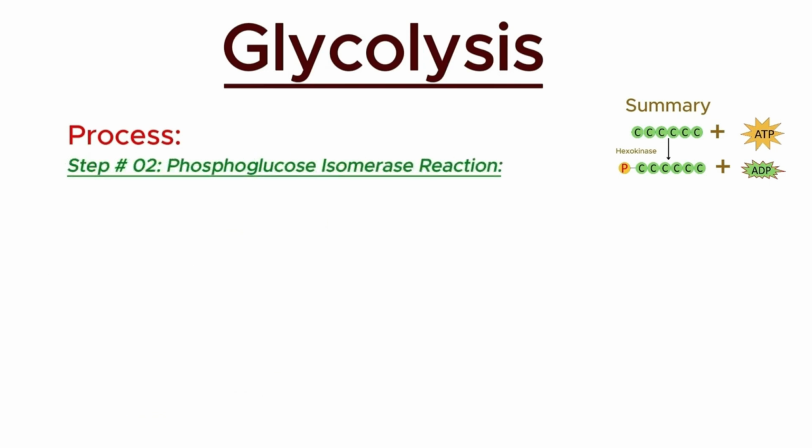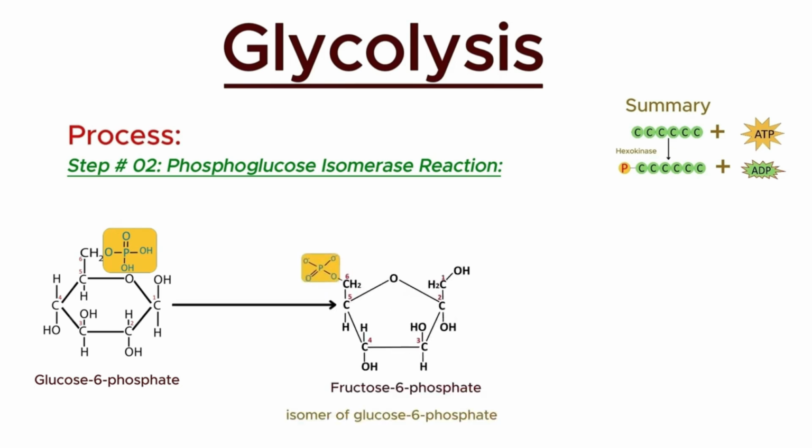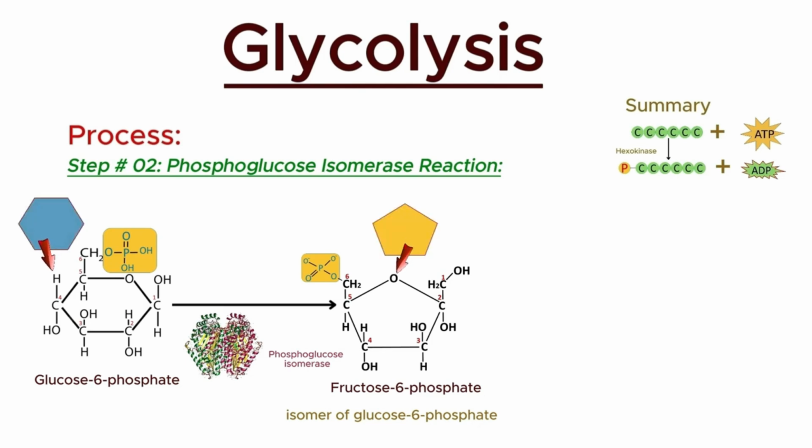In the second step of glycolysis, the glucose 6-phosphate produced in the first step undergoes a structural rearrangement to form fructose 6-phosphate. This reaction is catalyzed by the enzyme phosphoglucose isomerase. This isomerization step is important because it converts the 6-membered ring of glucose 6-phosphate into the 5-membered ring of fructose 6-phosphate, making the molecule more suitable for subsequent steps in glycolysis. At the end of this step, we obtain fructose 6-phosphate, an isomer of glucose 6-phosphate, catalyzed by phosphoglucose isomerase.